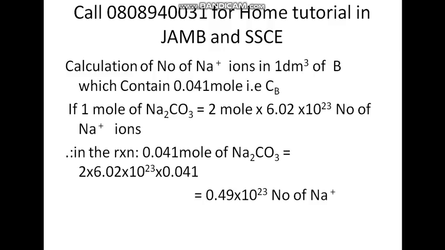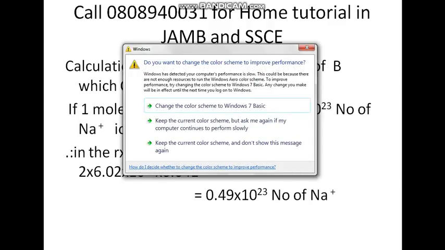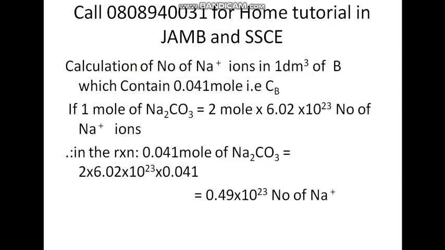Express the number of sodium ion in the ionization equation for 1 mole of Na2CO3 in terms of Avogadro constant, and we have on the tutorial board, if 1 mole of Na2CO3 gives 2 moles times 6.02 times 10 raised to power 23 number of sodium ions. Therefore, in the reaction, 0.041 mole of Na2CO3 will give 2 times 6.02 times 10 raised to power 23 times 0.041, and the answer is 0.49 times 10 raised to power 23.